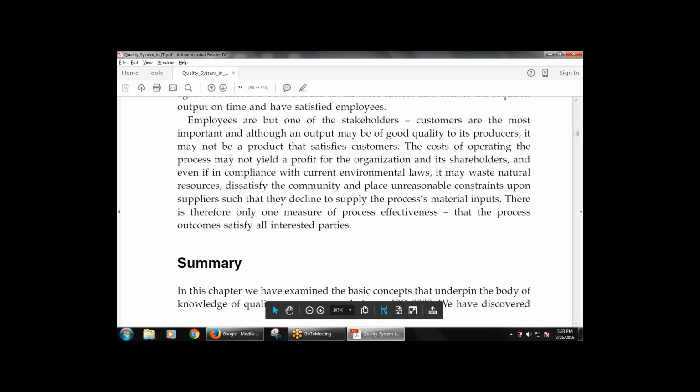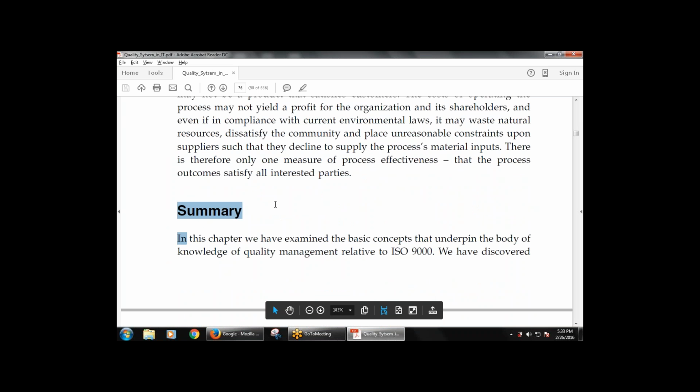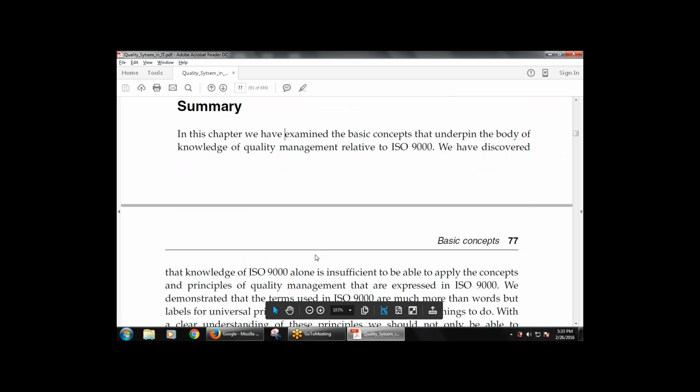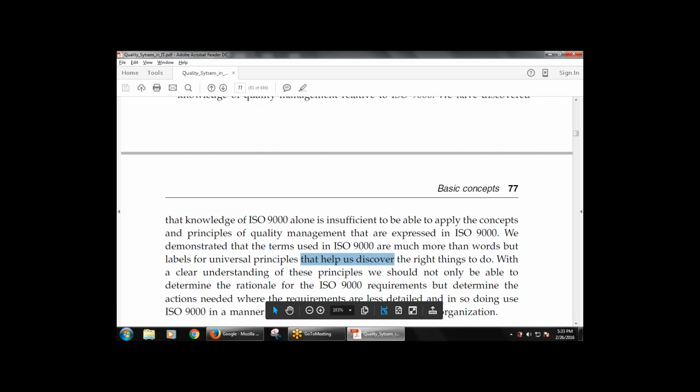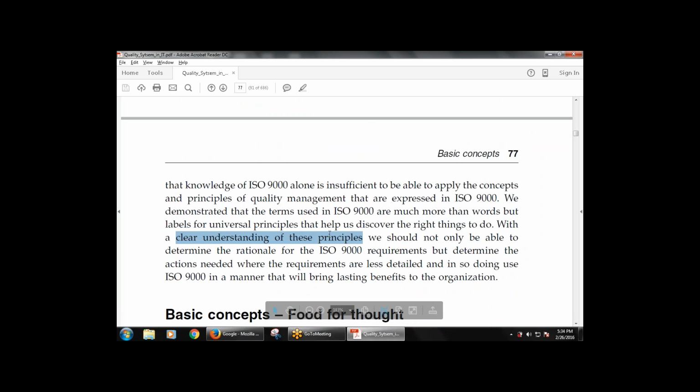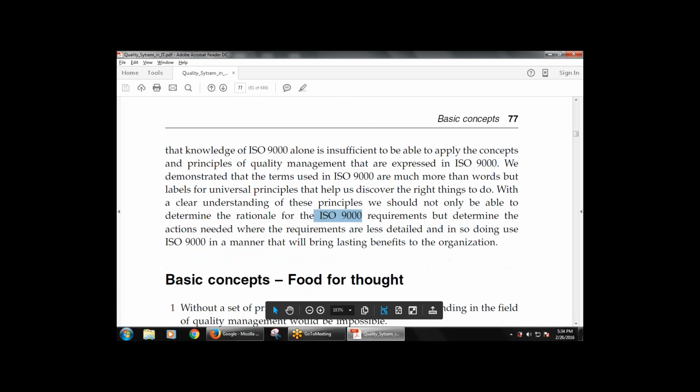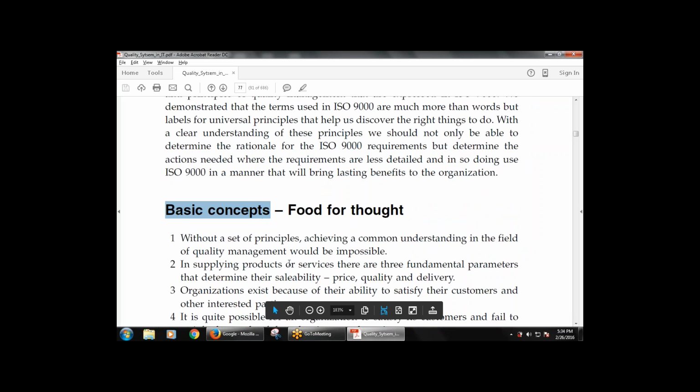So we have completed this chapter. In today's class, there is a summary of this chapter. We have discussed the ISO 9000 standard, which alone is insufficient to apply the concepts and the principles. So we are using the ISO 9001 standard. There are multiple ISO standards, used with universal parent principles that help to discover the right thing to do. With a clear understanding of this, we should be able to determine the rationale for ISO 9001, and these are the basic concepts.